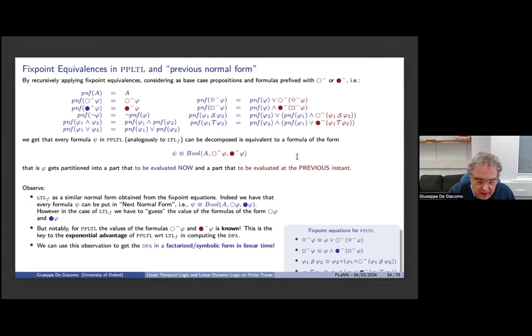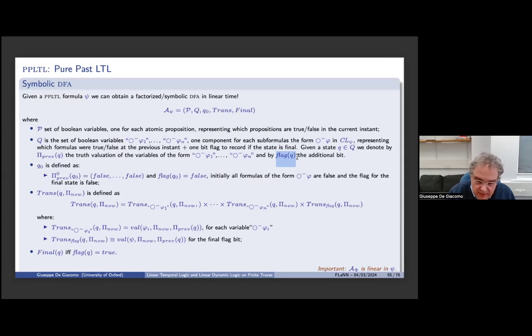I'm actually missing a slide here. Sorry, I'm missing a slide. I don't know why, but okay.